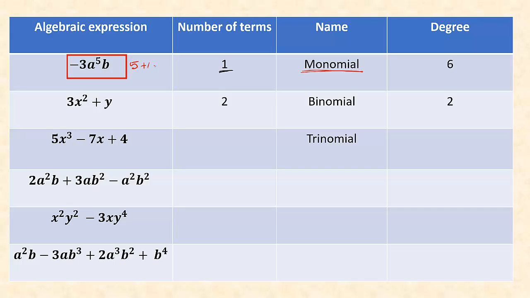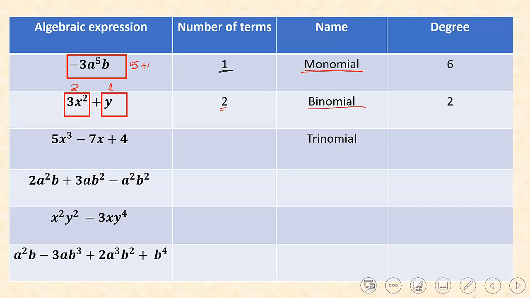Let's go now for number 2. 3x squared plus y. Here I have this expression containing two terms. And when I have an expression containing two terms, then it's called a binomial. Now let's determine the degree of the expression. I know that the first term has the degree of 2, because x here is to the power of 2. And the second term has a degree of 1. Which one of them is greater? It's the degree of the first term. So the degree here is going to take the degree of the first term, which is the second degree.